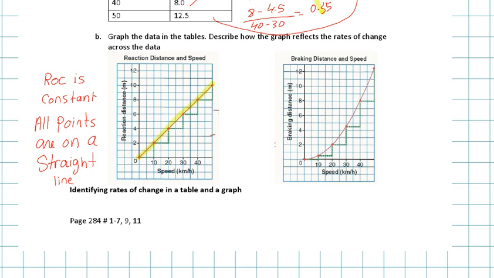For the second one, the rate of change is increasing. Every 10 kilometers per hour, interval, and the points are not on a straight line.